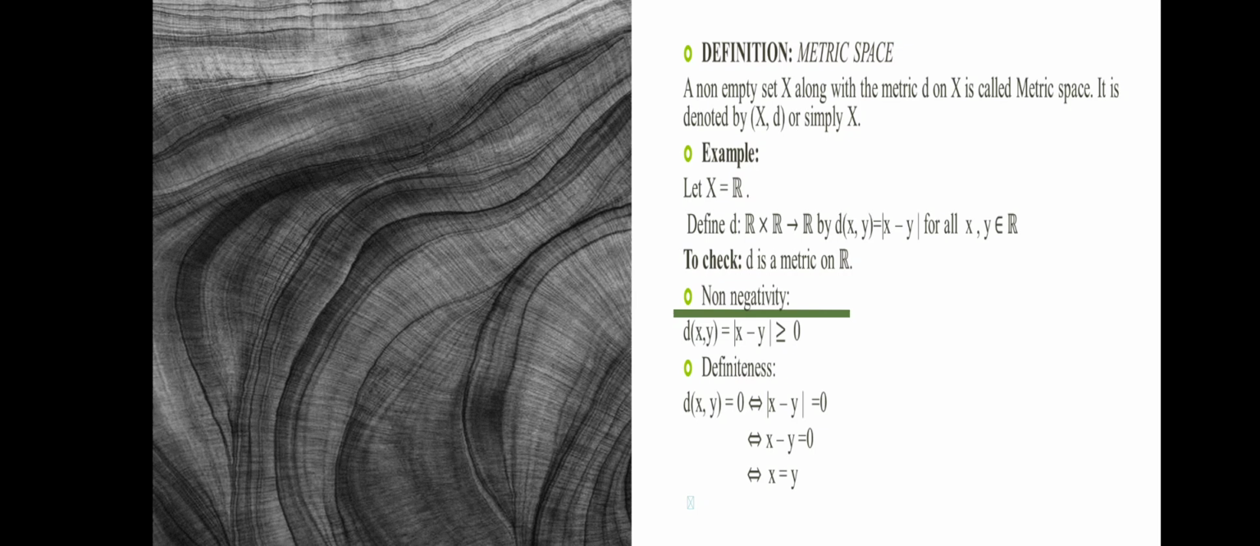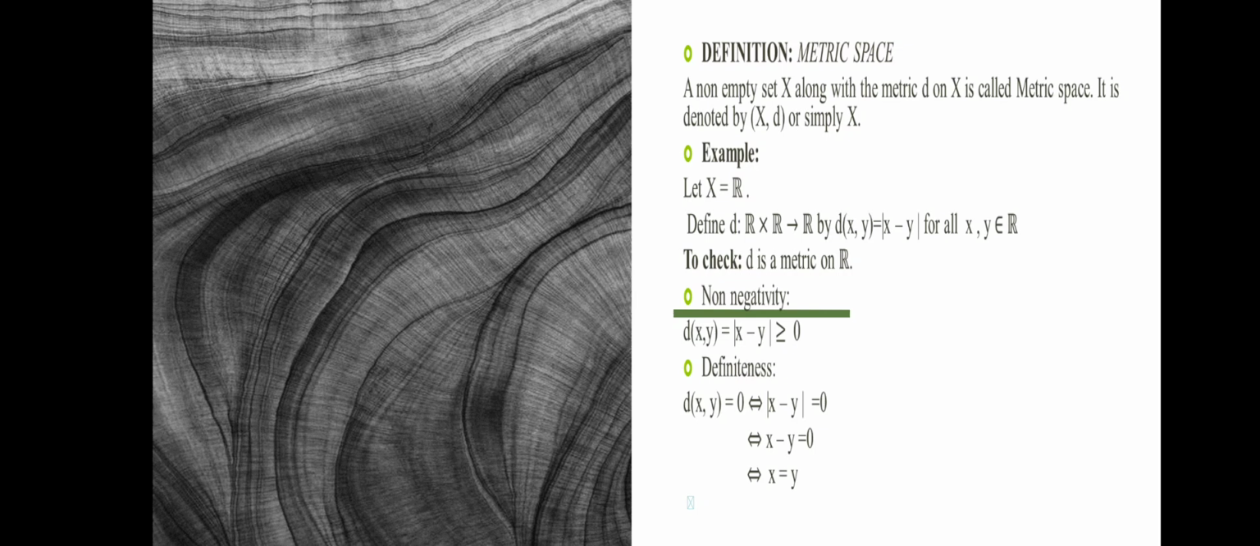Definition, metric space. A non-empty set X along with a metric d on X is called a metric space. It is denoted by (X, d) or simply X. Example: let X equal to R. Define d from R cross R to R by d of x comma y equal to modulus x minus y for all x comma y belongs to capital R. To check d is a metric on R.